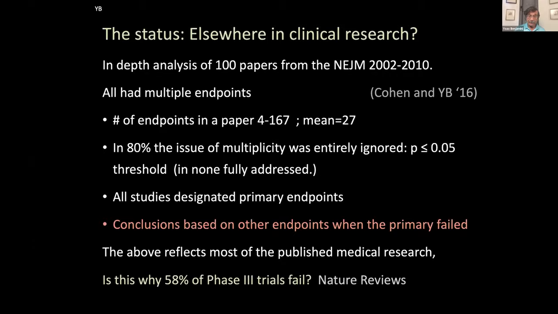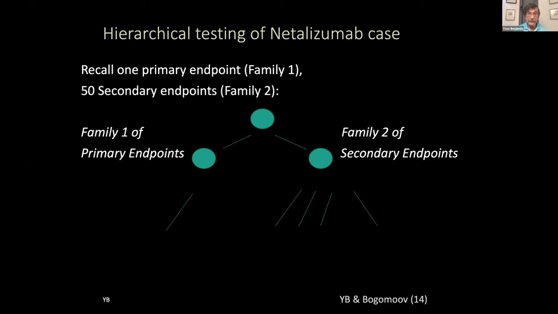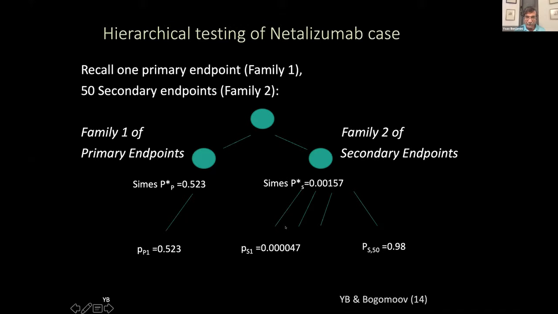Well, how could hierarchical testing of the natalizumab case be done, taking the fact that this is still at stage 2, a relatively exploratory stage? Recall that you have one primary endpoint treated as one family, and you have 50 secondary endpoints treated as a second family. Okay? Then you have the p-values for each of them. And you can combine the p-values for the secondary to create the test: is there something in this family of secondary endpoints?